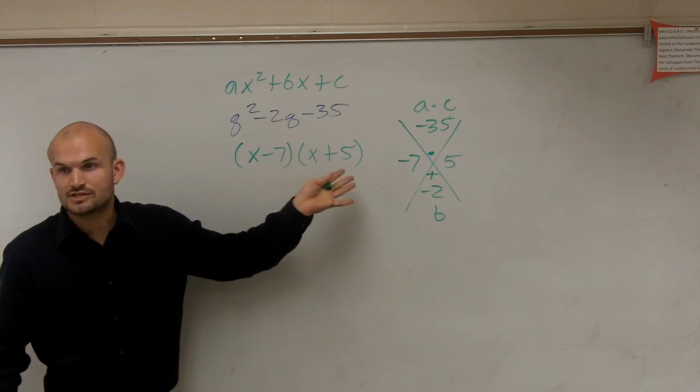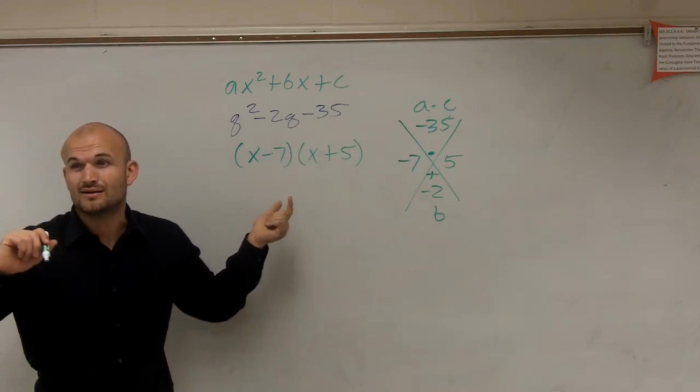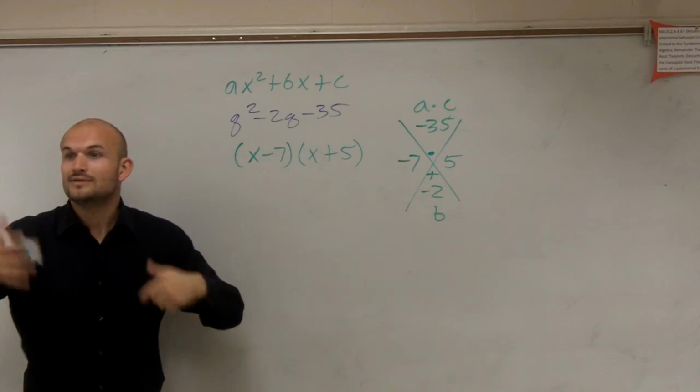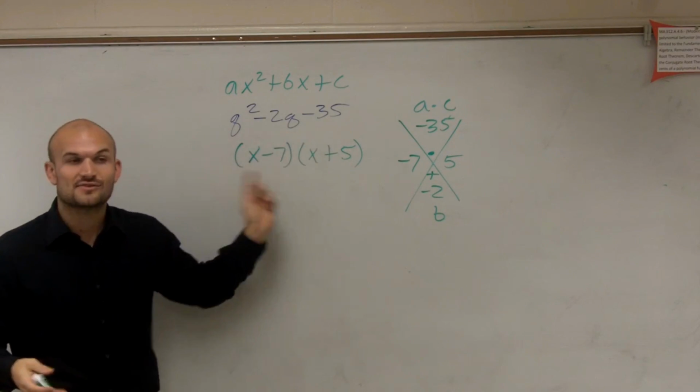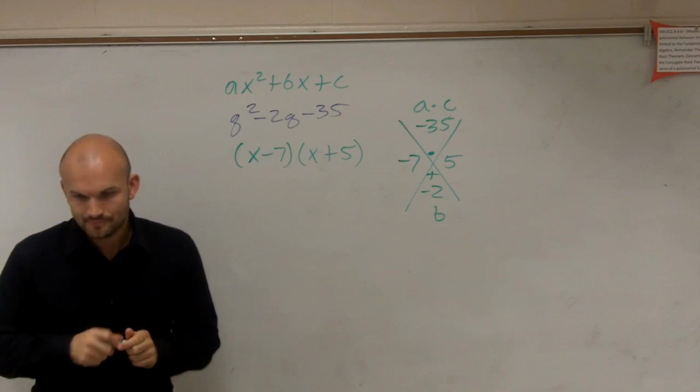So you guys have that. You can always double check. How can you double check this? What do we do when we have a binomial times a binomial? We do what? Rhymes with toil? Yeah, we FOIL, right? So you guys can FOIL and check your answer. But anyways, that is going to be the correct answer for factoring. All right? Very good.